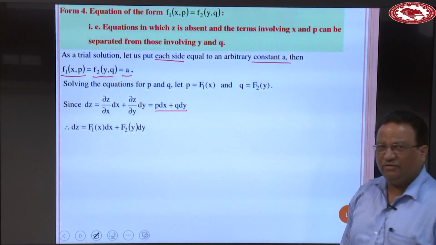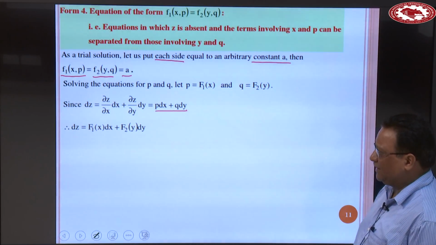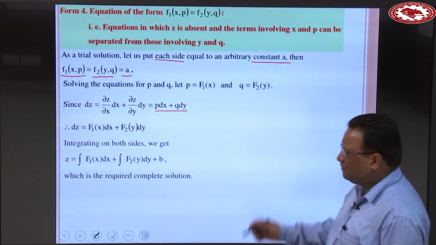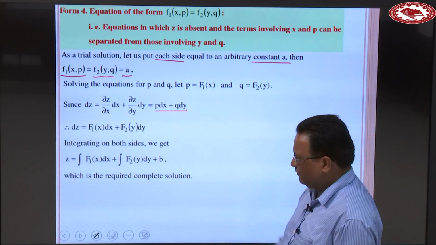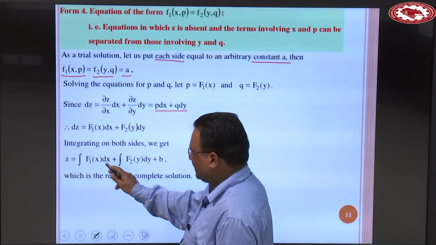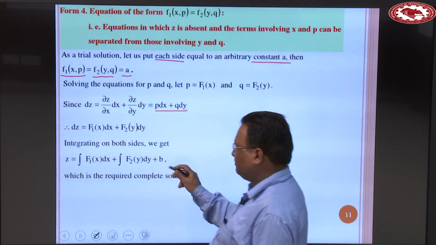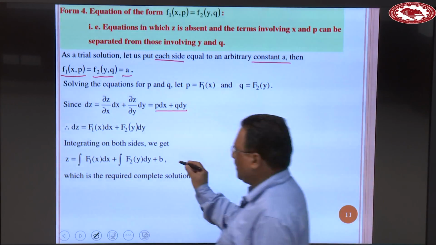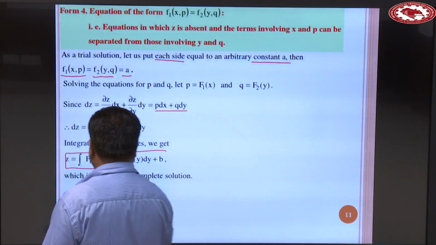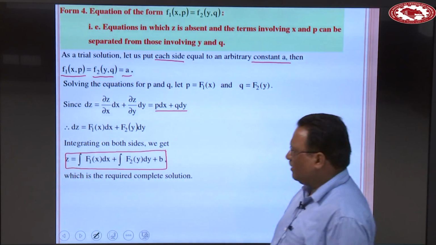So dz is equal to f1(x) dx plus f2(y) dy. Integrating on both sides, we get z is equal to integral f1(x) dx plus integral f2(y) dy plus b, and that one is the complete solution after solving these integrals.